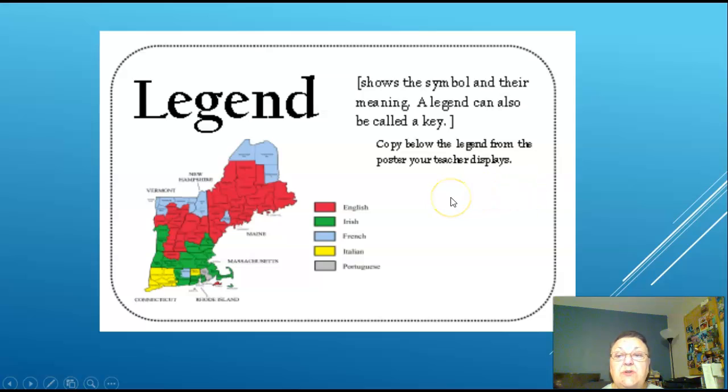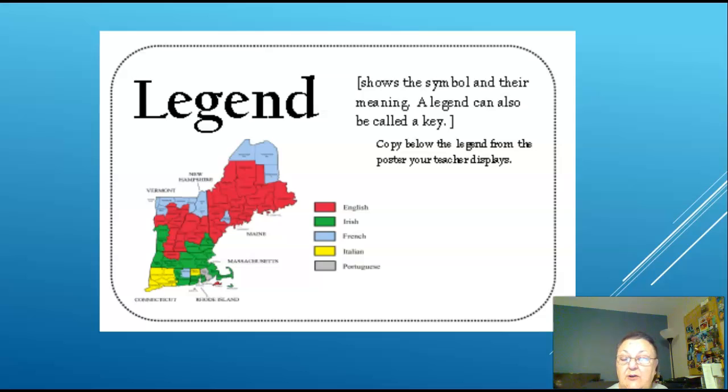Then we come to what's called a legend. Now, a legend shows the symbol and their meaning. So a legend can also be called a key. We talked about a key in math. When you're looking at graphs, there might be a key that says each smiley face represents 3 students. Or a half smiley face might represent half a student or 1 student. So a legend is similar to a key.